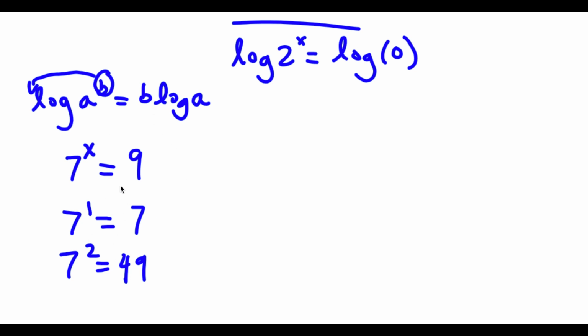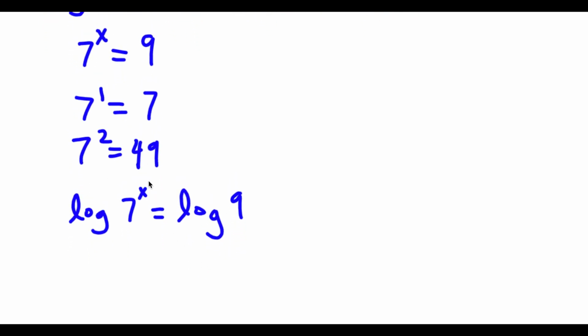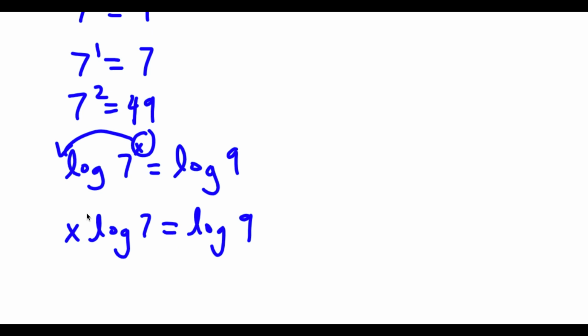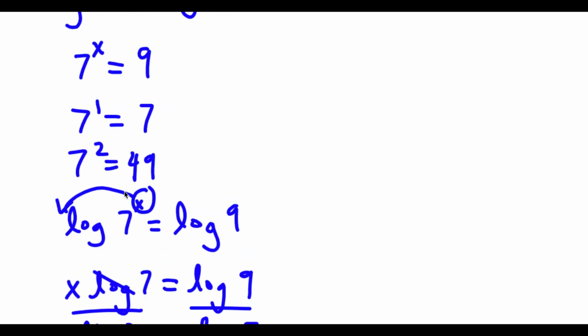And now to find the value of x, if I use this property, and if I take the log on both sides, I get log 7 to the power of x is equal to log 9. Now, because of this, I can move x to the front. So I get x times log 7 is equal to log 9. And now that x is a real term, it's much simpler to solve for x. All I have to do is divide by log 7 on both sides. And now I get the value of x is log 9 over log 7. So that's why this property is really useful.